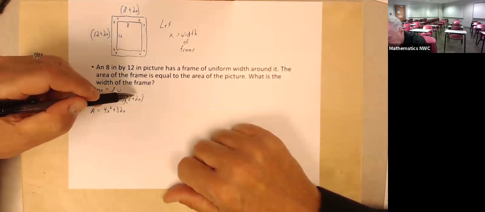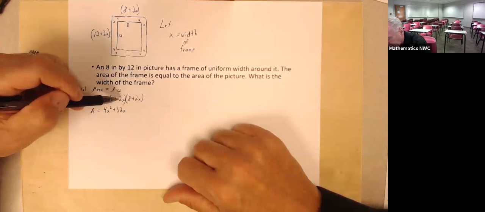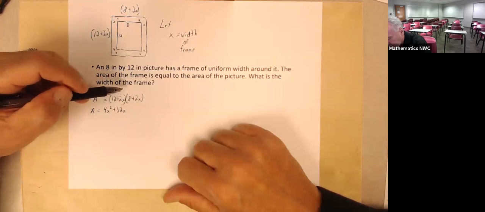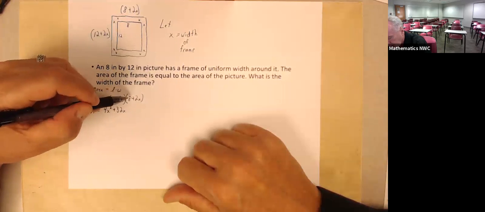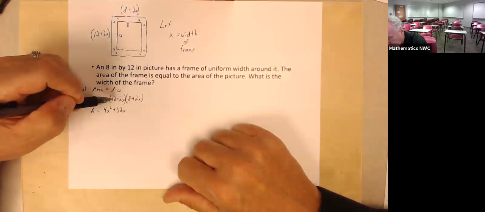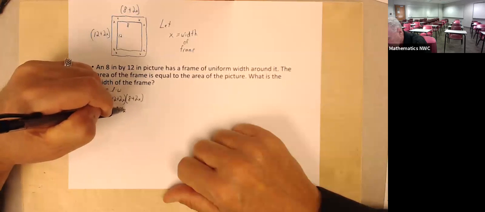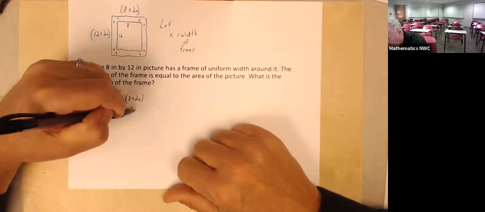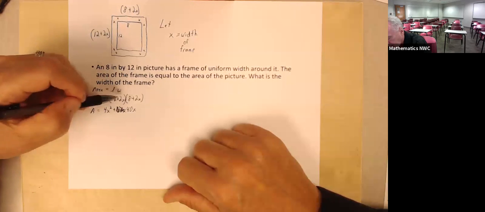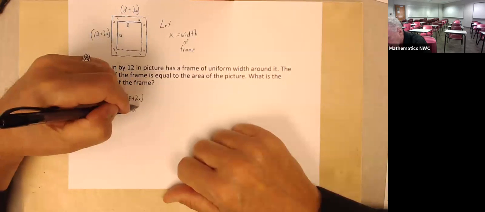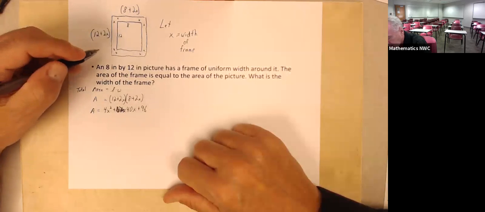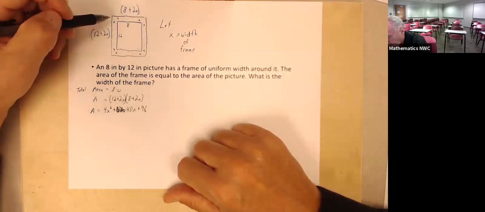I get 16 and I get 24, so I get 32X. Double check that. That's not correct. I get 16 and 24. I think that's 40. Excuse me. Didn't feel right. 40X. And finally, 12 times 8 is 96. That's the area of the whole frame.